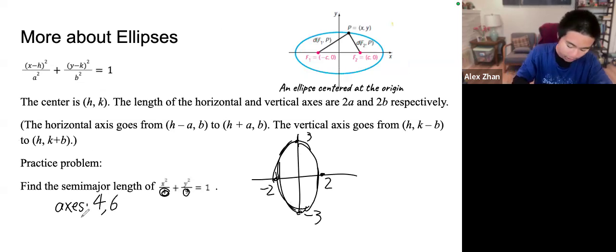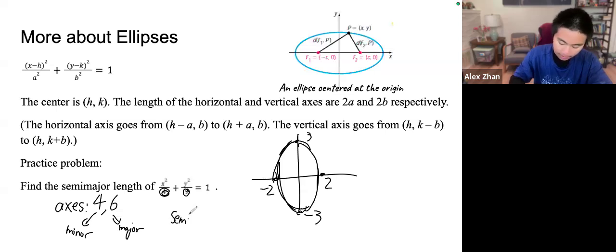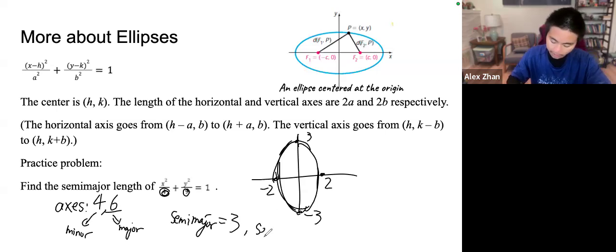Then which one is major? This one is obviously major because it's bigger. This one is minor. Then semi-major is equal to 3 because it's 1/2 of the major. And semi-minor is equal to 2.